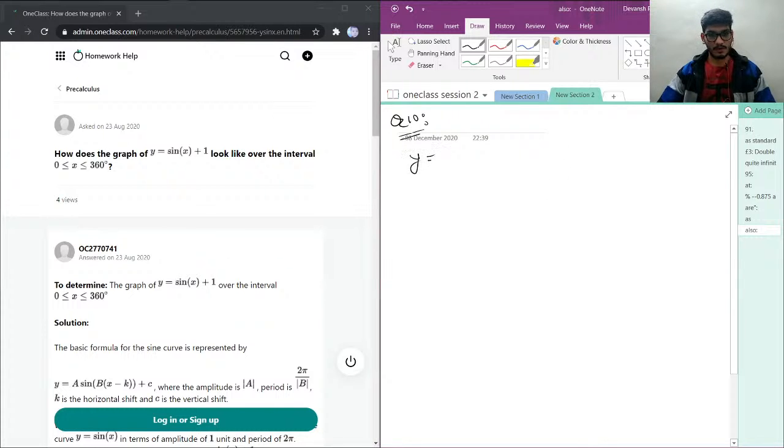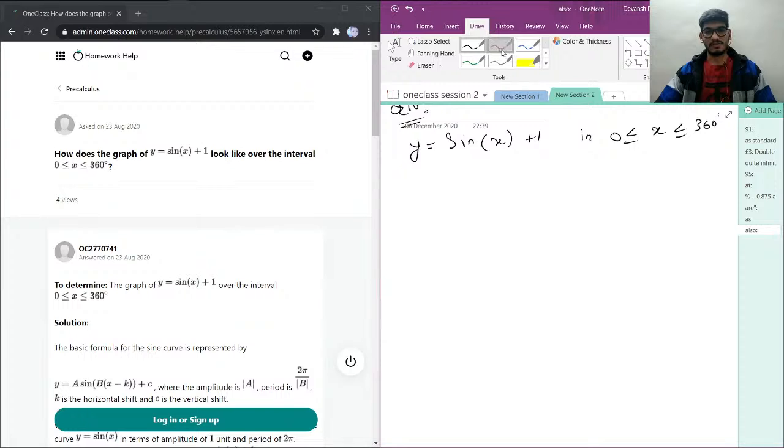of y equals sine x plus 1 in the interval of 0 to 360 degrees. Before starting this question, I know how a sine graph looks like. It is a periodic graph, like for 0 we had 0, and it is something like this.